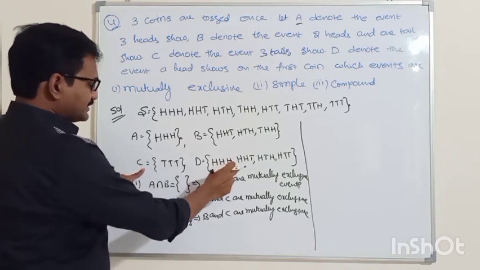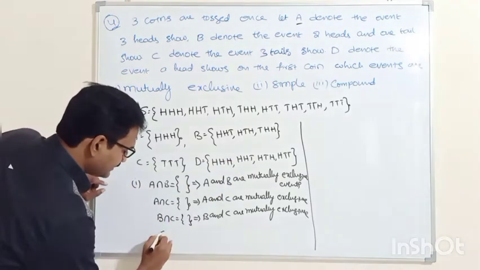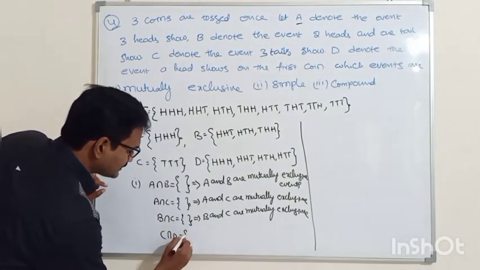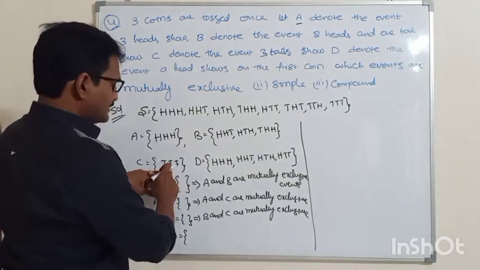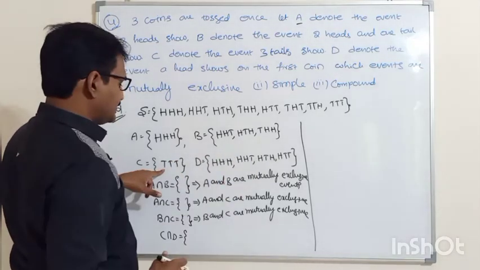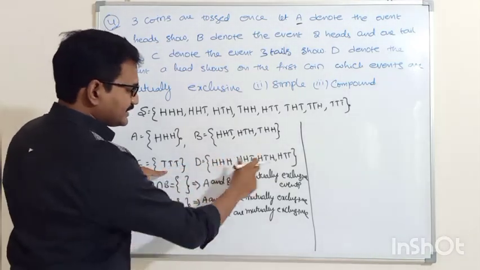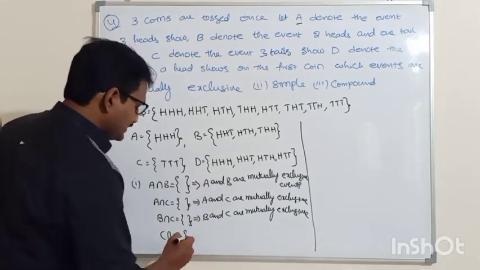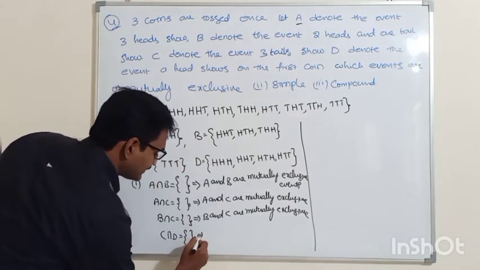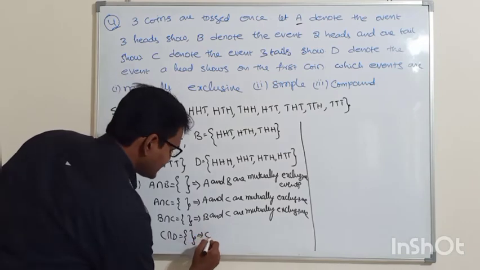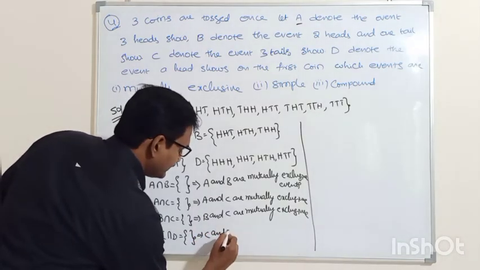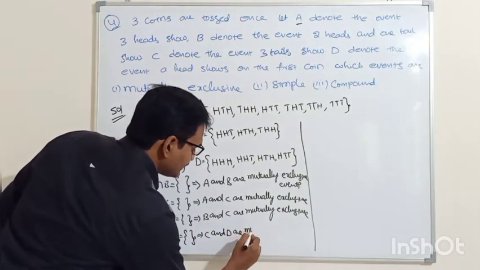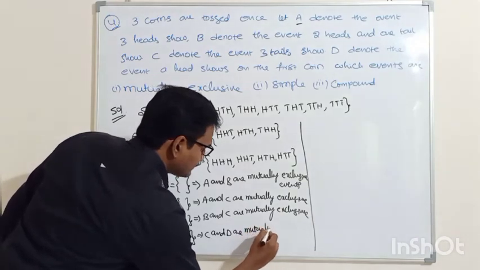Next, consider C and D. C intersection D is equal to how much? Is there any common point between C and D? No. Here triple T is there, here triple T is not there. Therefore, we get a null set. If it is a null set, then C and D are mutually exclusive events.